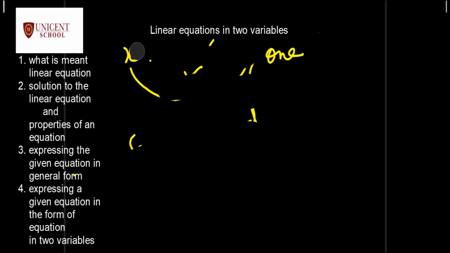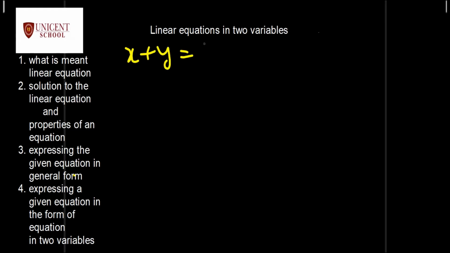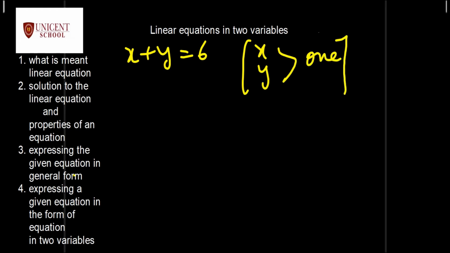Now let us see what is meant by a linear equation in two variables. x plus y equals 6 is an example of a linear equation in two variables because the two variables used are x and y and both have the degree as 1. Hence, we call it a linear equation in two variables.